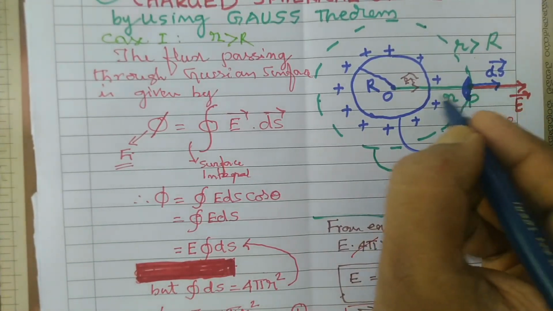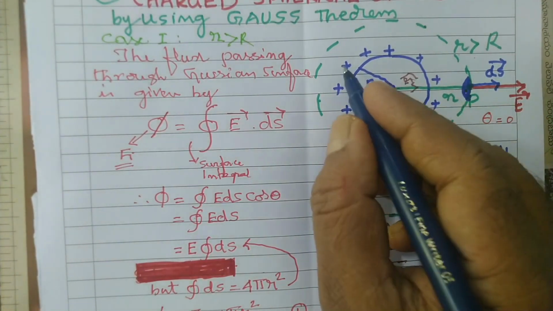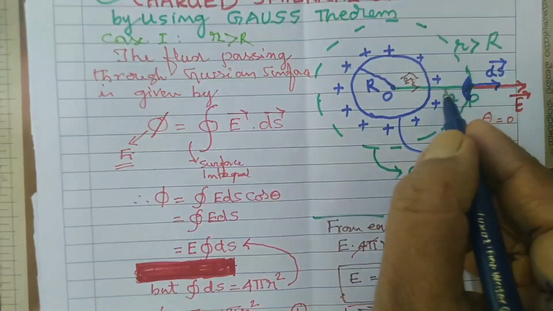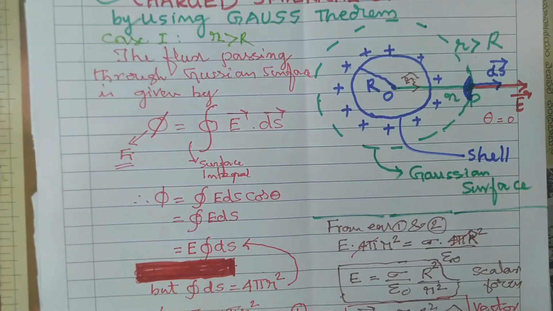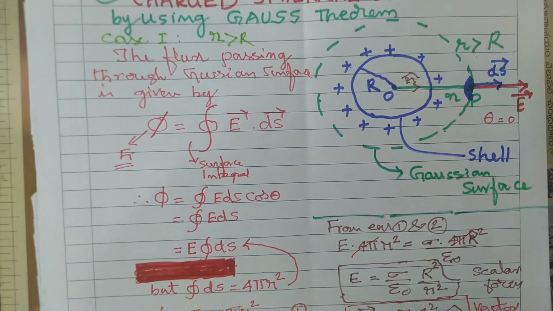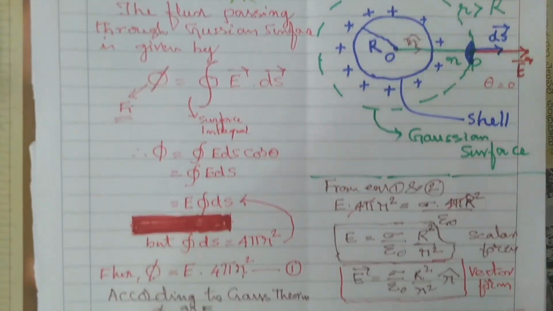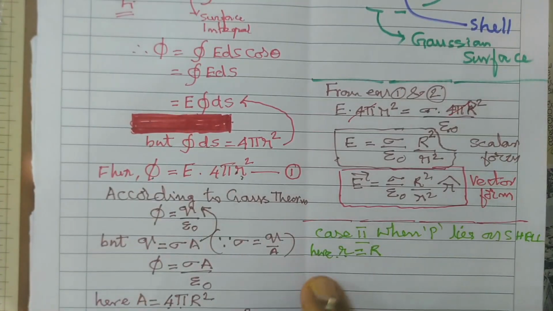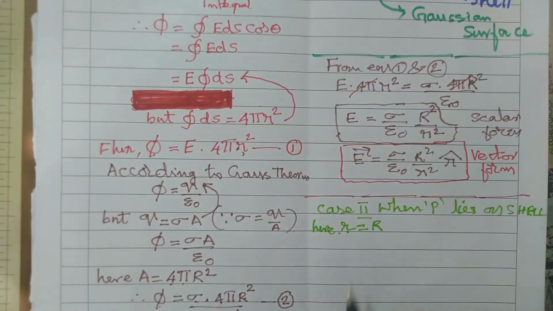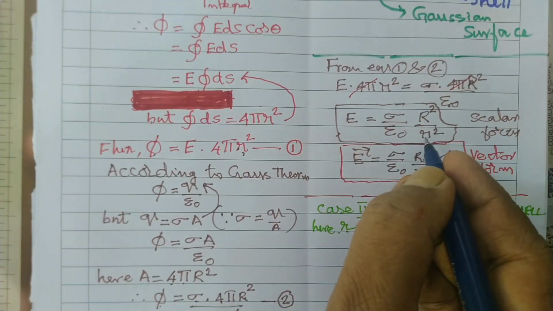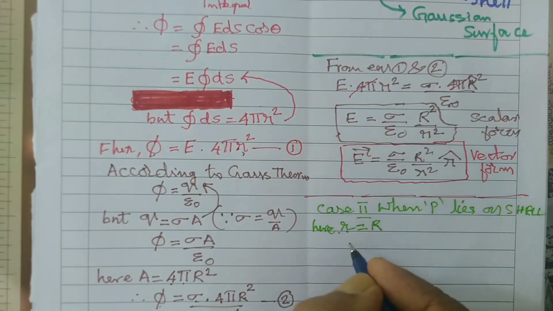In the first case, small r is greater than the capital R, so it was lying outside. We have written it here when the point was lying outside. When point P lies on the shell, small r is equal to capital R. Now observe carefully here. What we do is that we will take up the same expression whichever is there. In that we will substitute in place of small r capital R. Let us see what happens here.